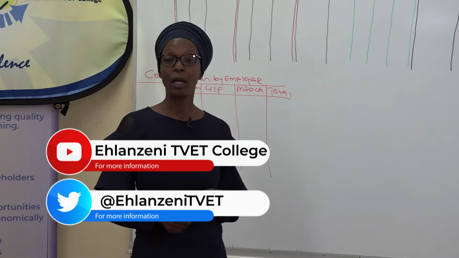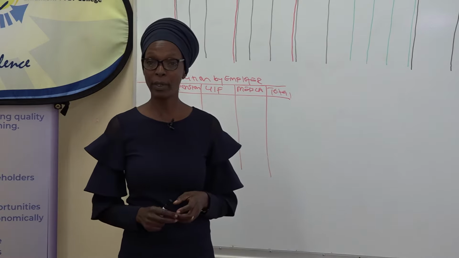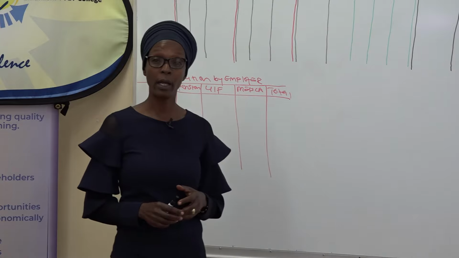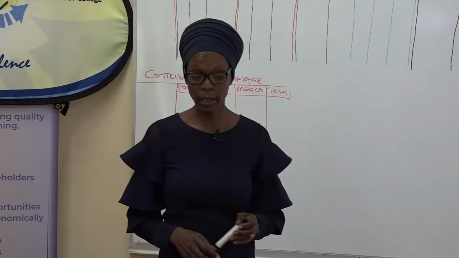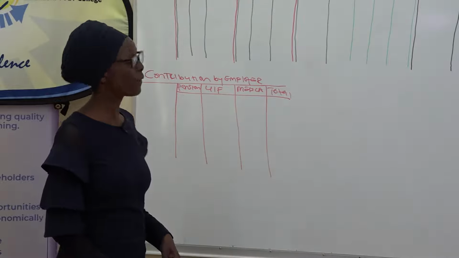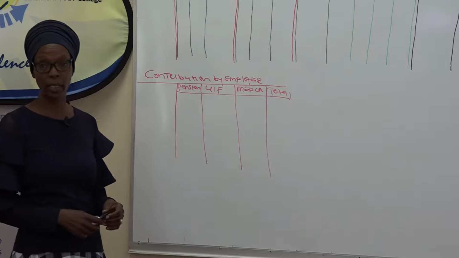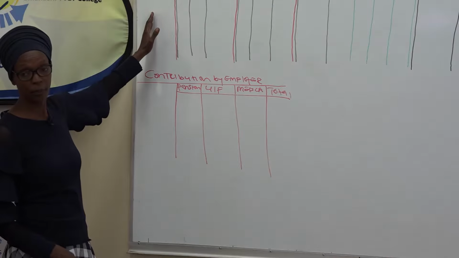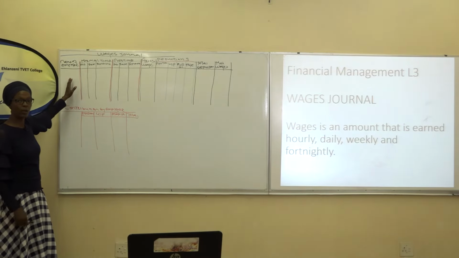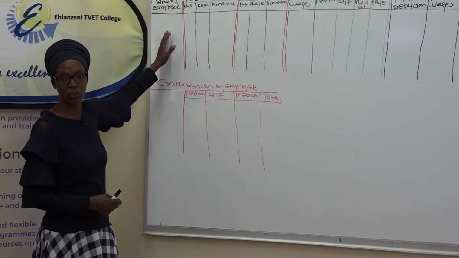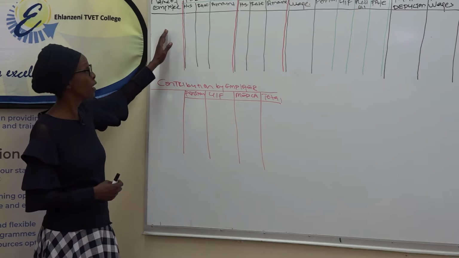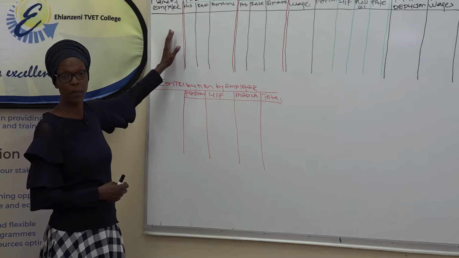Then remember your subject provides you with an answer sheet that has columns. You have to know how to enter the information on that particular column. On our wages journal, before we start doing the exercise, our first column is where we enter the names of the employees, because this is like the wage sheet of the whole organization. It is not an individual pay slip. It's a pay slip that involves all the employees. You first list the employees.